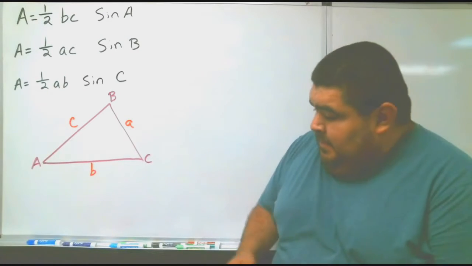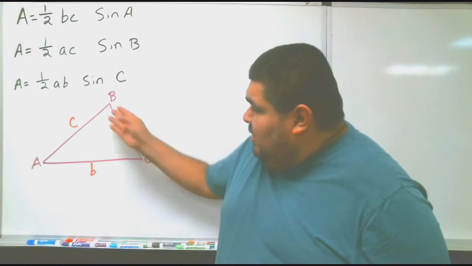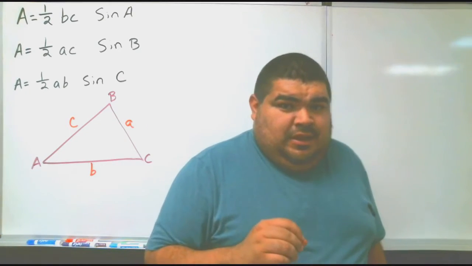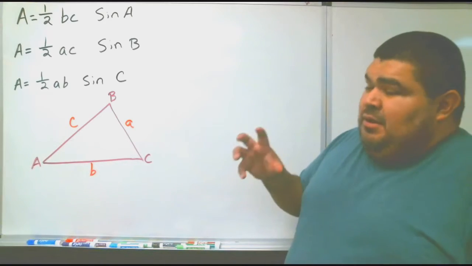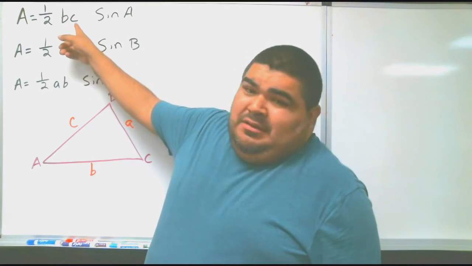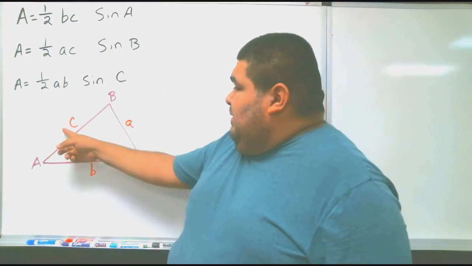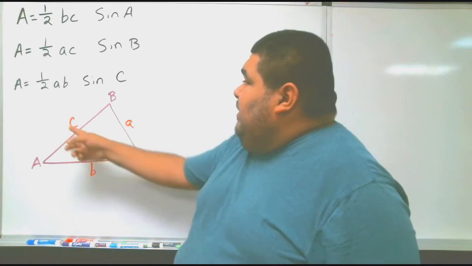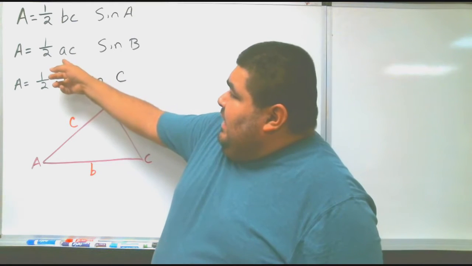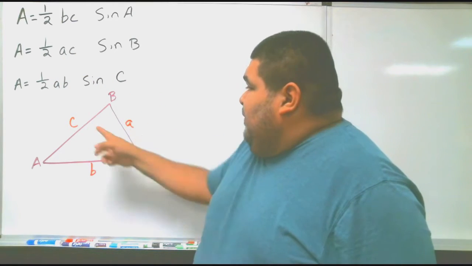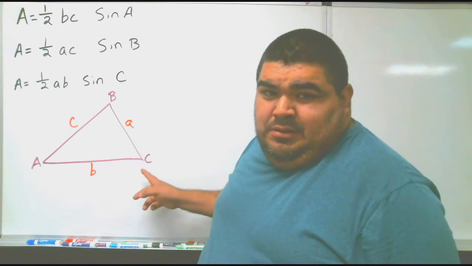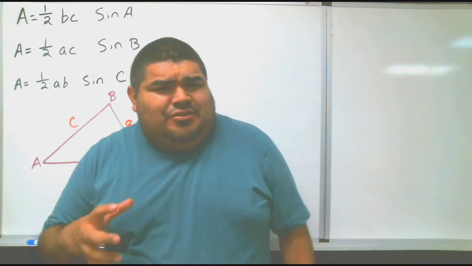Now that we have our triangle, it usually gives you something to deal with. For example, if it were to give you little b and little c, it would also give you angle A. Again, if it gives you A and C, it would give you angle B. If it gives you A and B, it gives you angle C. You might ask yourself, I still don't understand.